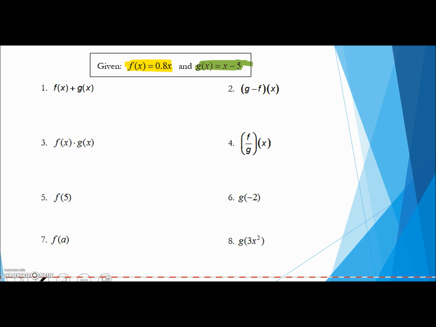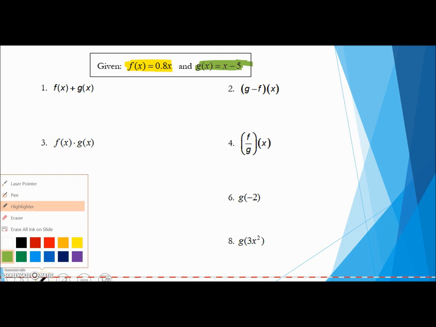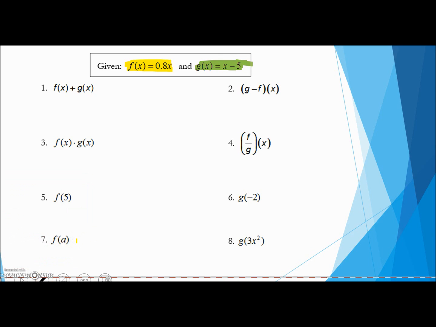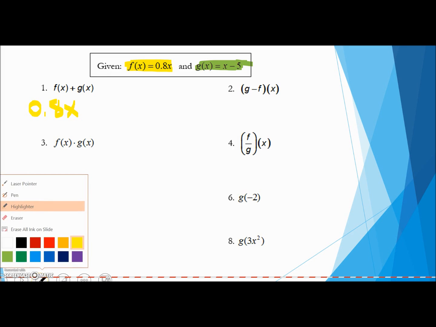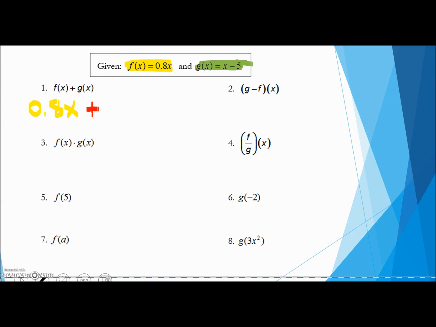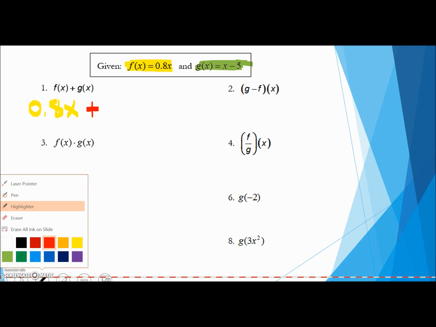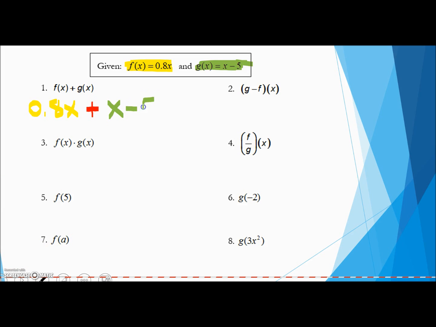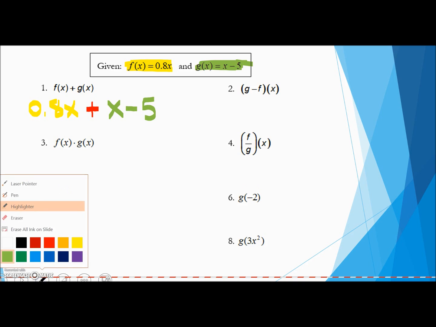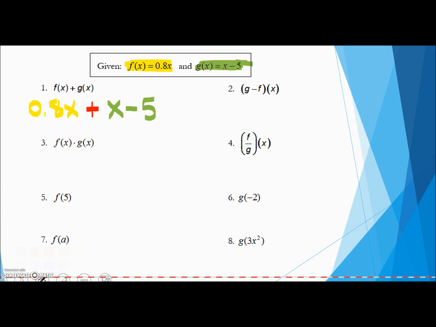So like number one, it is f of x plus g of x. So f of x gives us 0.8x, and then we're adding to it g of x, and g of x in this case is x minus 5. All right, so what I'm going to do is just add like terms. My 0.8x can combine with that 1x, so that's 1.8x, and then I just have that minus 5 at the end, so my final answer is that.